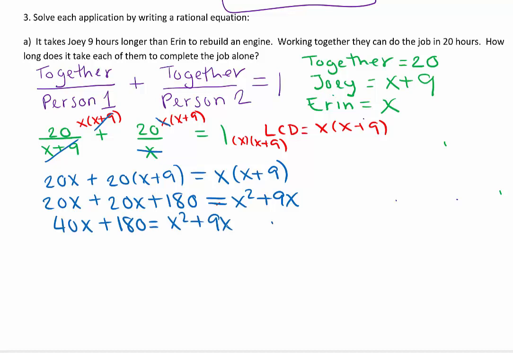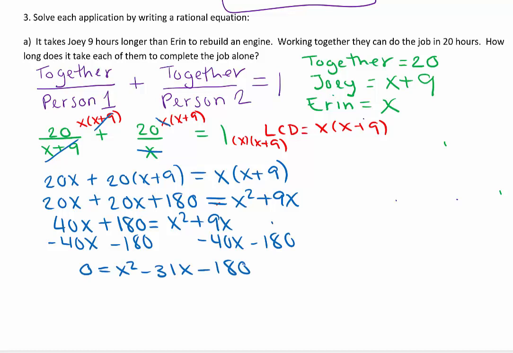Something with an x squared in it. So I'm going to set one side equal to 0. I really want the x squared to be positive, so I'm going to take everything on the left and subtract it to move it over to the right. That gives me x squared minus 31x minus 180.